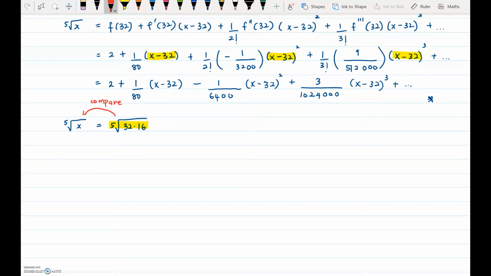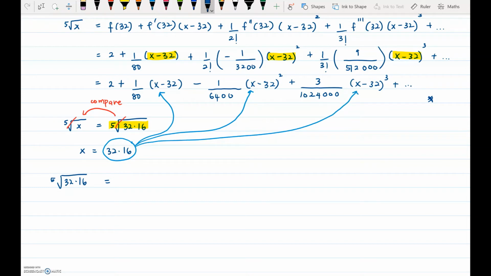Alright, okay, so now when you compare, you will get, so this one, meaning here you will have your x is 32.16. Okay, so next if we want to find the value of root 5 of 32.16, it will be just substitute the value of your x here into your series here.